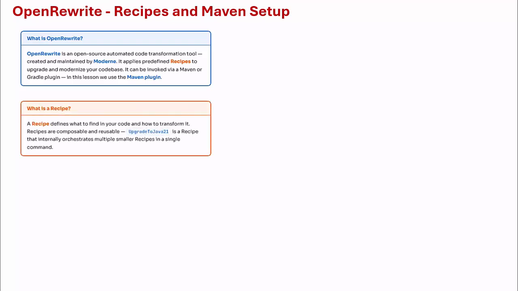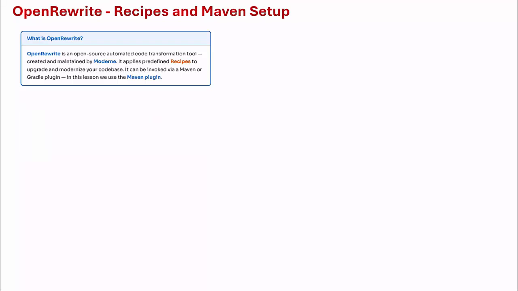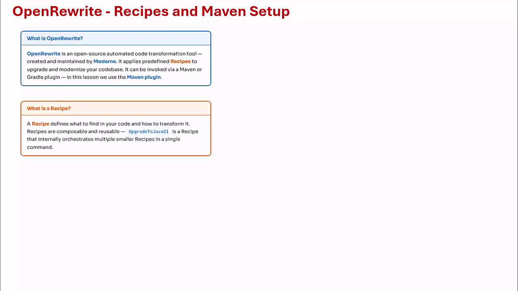So we mentioned recipe. That is a very important concept related to OpenRewrite. A recipe in OpenRewrite defines what to find in your code and how to transform it. Recipes are kind of composable. For example, upgrade to Java 21 is itself a recipe that internally orchestrates multiple smaller ones in a single command.